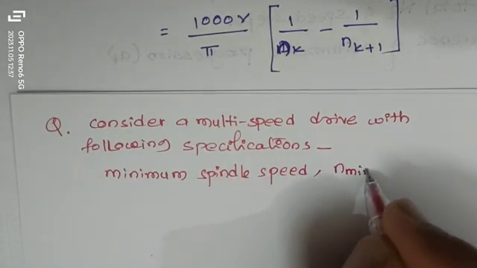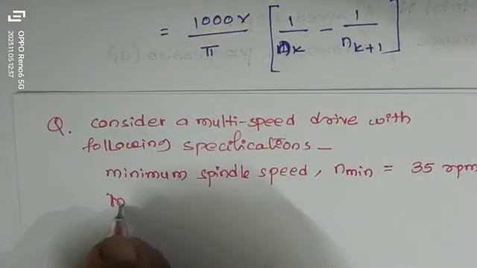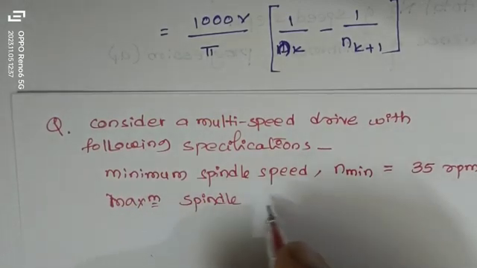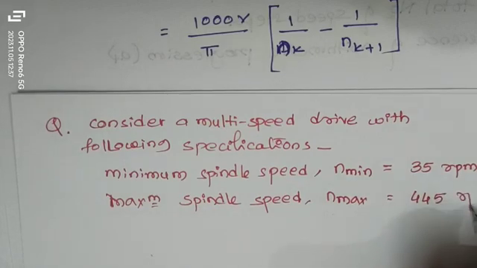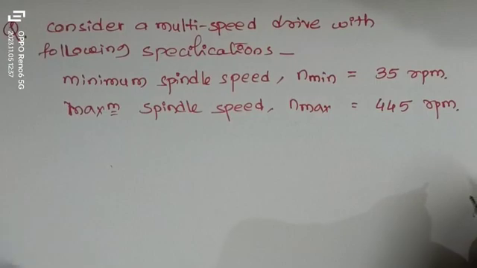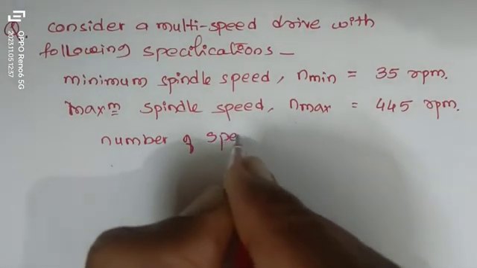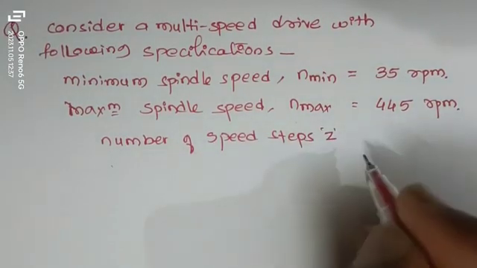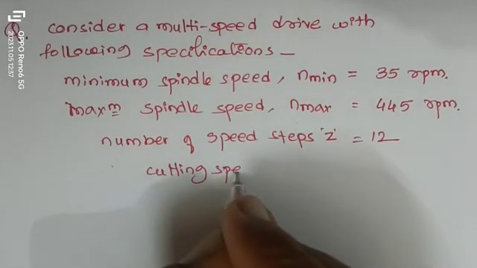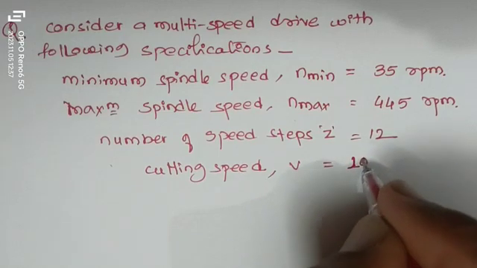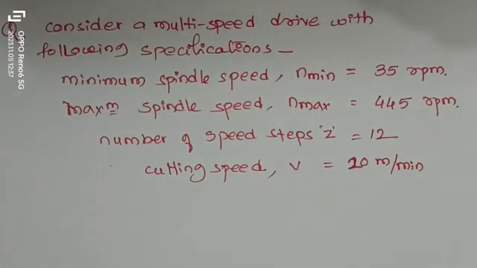that we denote as n minimum, we'll take the example of 35 rpm minimum speed, and maximum spindle speed, that is n max, will be 445 rpm. We'll consider number of speed steps, that we had denoted as z, that is equal to 12 speed steps, where cutting speed v is equal to 20 meter per minute.